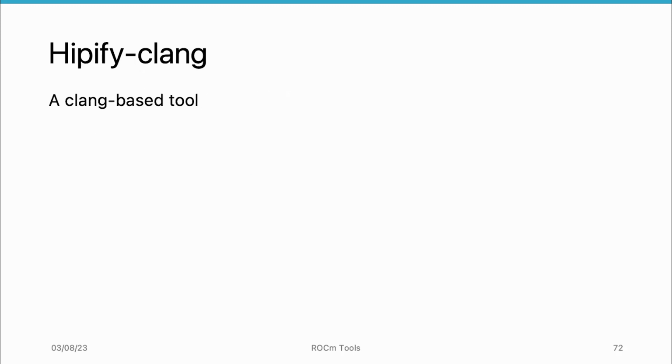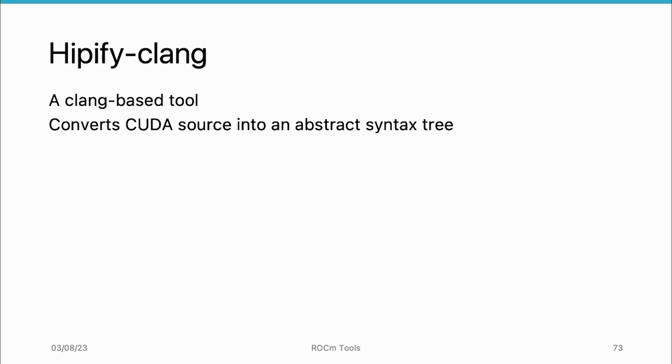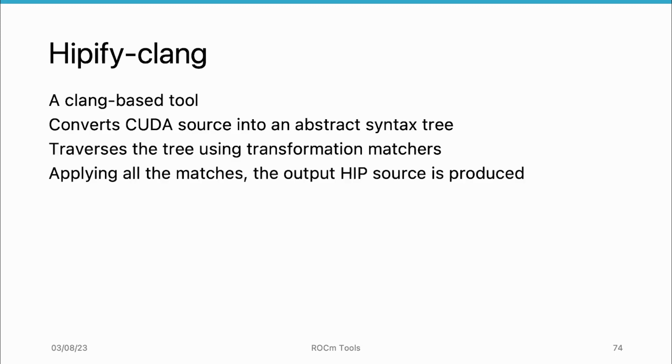Now we will talk about hipify-clang. Hipify-clang is a tool based on Clang, which is a popular open-source compiler infrastructure for C, C++, and other programming languages. When hipify-clang is used to convert CUDA code to HIP, it first parses the CUDA source code and generates an abstract syntax tree (AST) representation of the code.